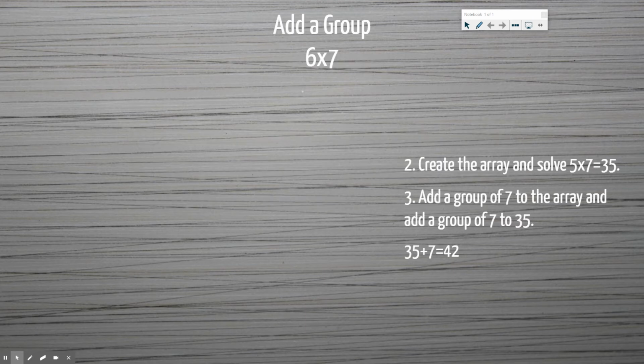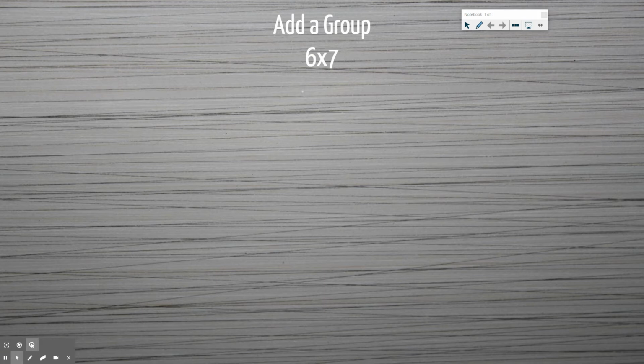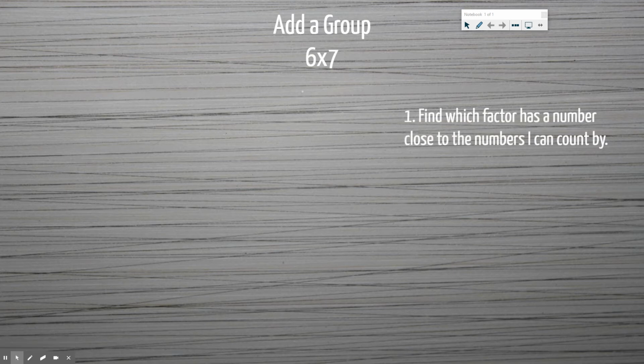So we're going to look at solving 6 times 7 with the add a group strategy. So my problem is 6 times 7, and I'm going to go through these steps. The first step is to find which factor has a number close to the numbers I can count by. Well, I can count by 2s, 5s, 10s. 3s could be a number that I can count by. But the number that I see that is closest is 5s.